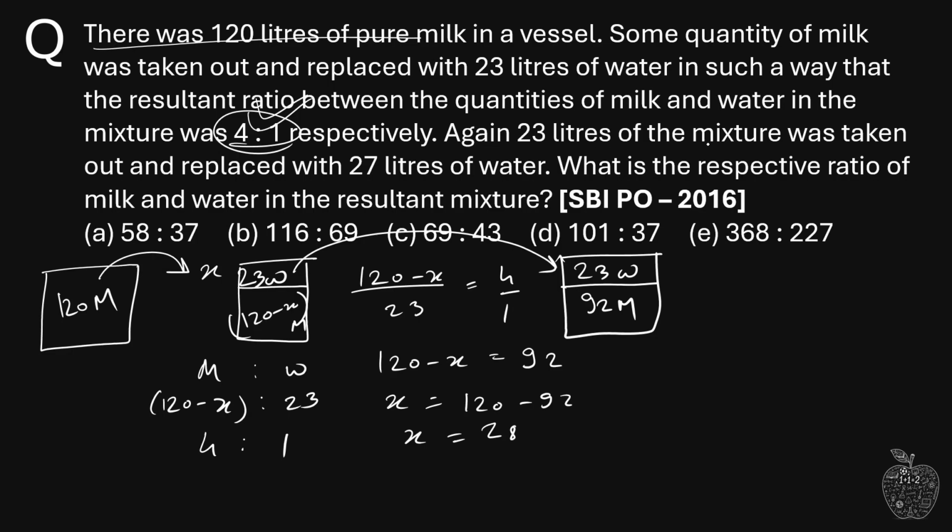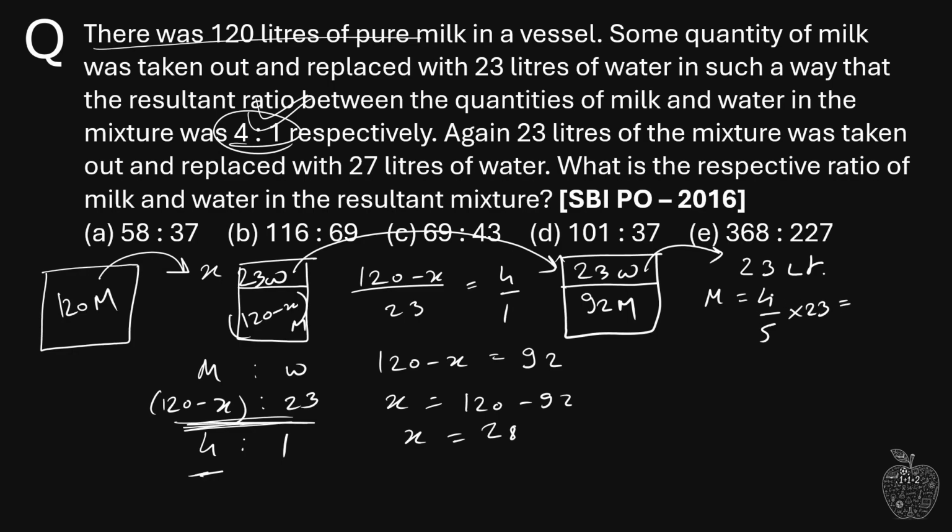Moving forward, again 23 liters of mixture was taken out and replaced with 27 liters of water. So again from this vessel 23 liters is taken out. Now this 23 liters that has been taken out will be taken out in the same ratio 4:1, because in this vessel the ratio of milk and water is 4:1. So that means in this 23 liters the ratio of milk and water will be the same, which is 4:1. So let's find out how much milk and how much water is taken out. Starting off with milk, milk is 4 parts out of total 5 parts in this 23.